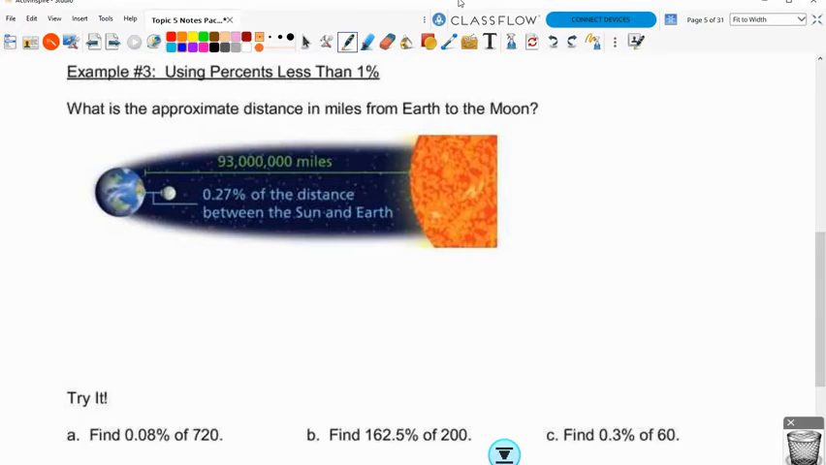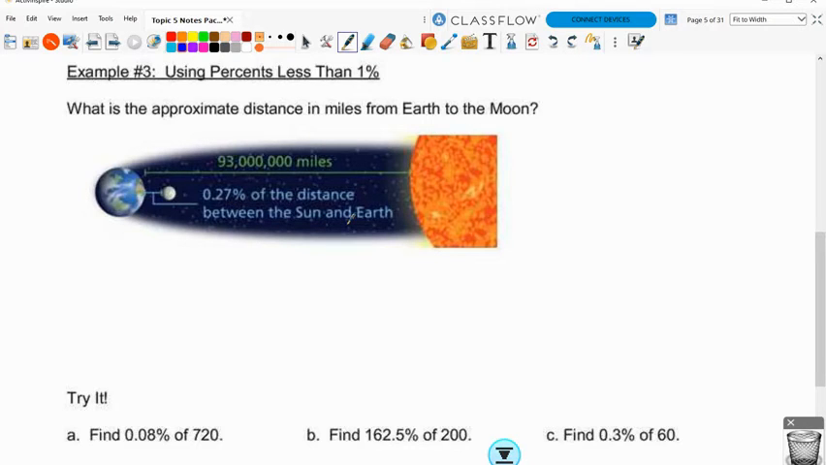In the next example, we're going to look at a percentage that is less than 1%. It says, what is the approximate distance in miles from the Earth to the moon? And they've given us a diagram. So here's the Earth right here, and here's the moon. And this little distance here is what we're looking for. And they've told us that this little distance is 27/100% of the distance between the Earth and the sun.